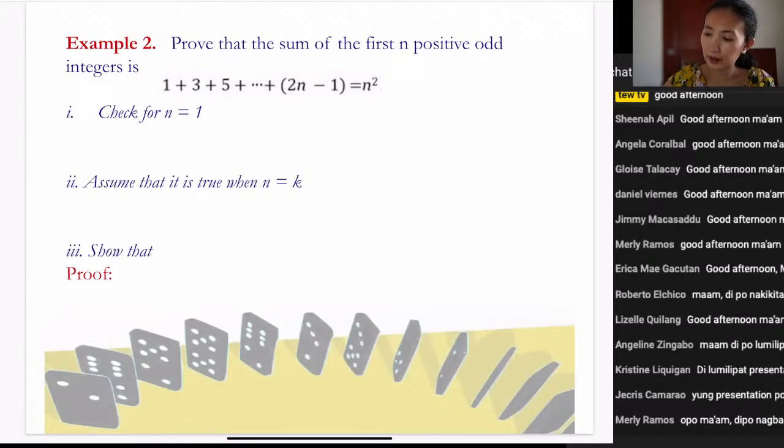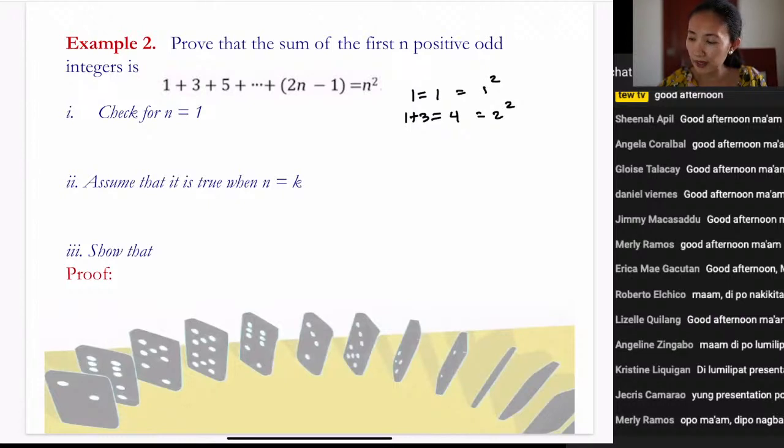N squared. Now, let's check. If n is equal to 1, the sum is 1. We have the first 2, meaning 1 plus 3, that is equal to 4. True enough, okay, how many terms are there? 2. So, 2 squared. Tama. Okay, 1 term, 1 squared. Pag 1 plus 3 plus 5, what's the sum? 9. Tama nga naman, 3 squared. If you have 1 plus 3 plus 5 plus 7, what will this be? It's 4 squared, which is 16.